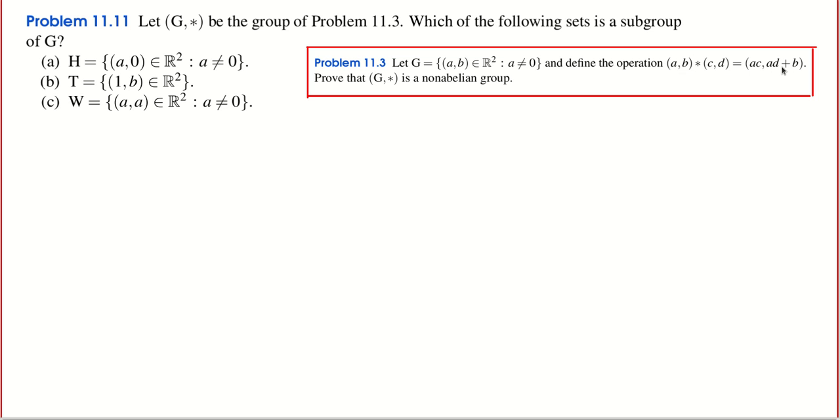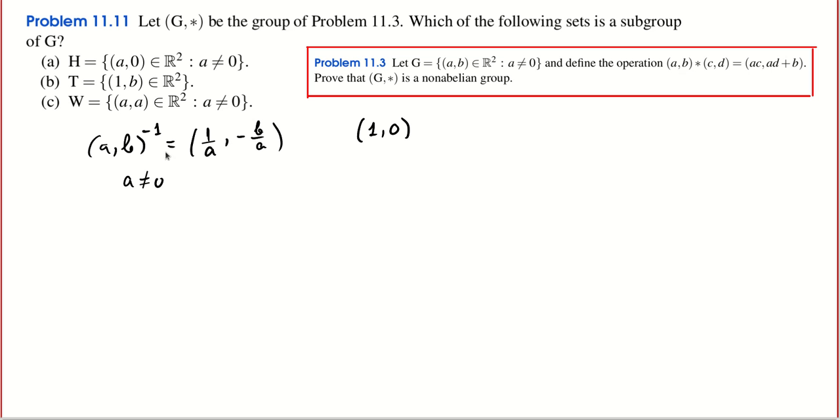If you remember, we proved that if you have (a, b), an element of this set, then the inverse is equal to (1/a, -b/a), right? That's the inverse of this, which makes sense because remember a is not 0. And also the neutral element is (1, 0), okay?